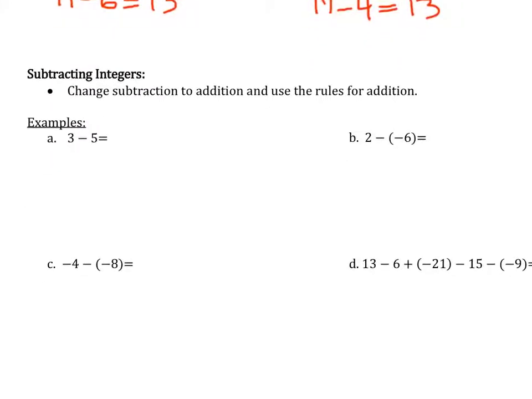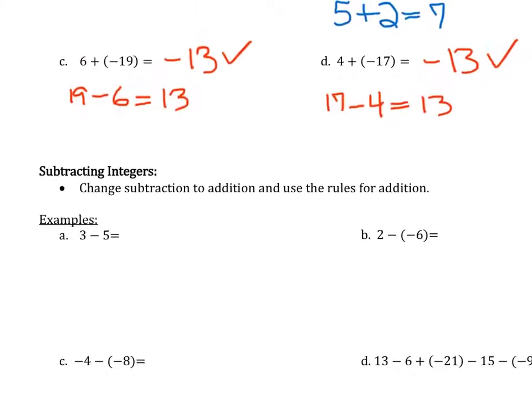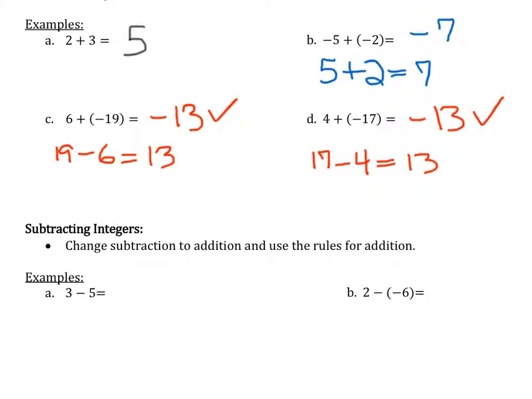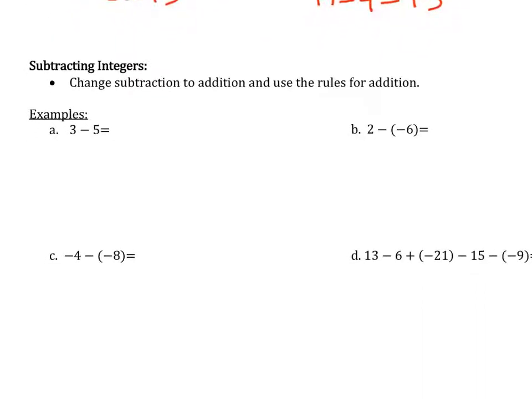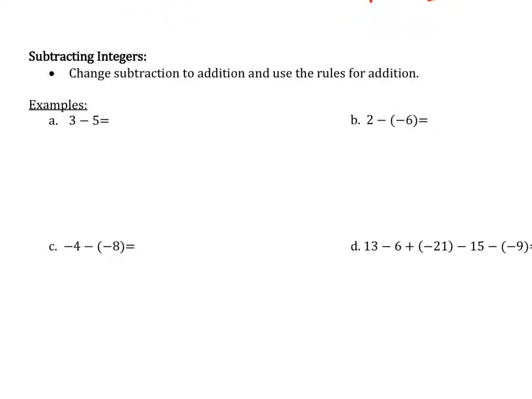All right, let's look at subtracting integers. If you notice when I did these examples up here, when I had this addition, I actually changed it to subtraction in order to help me figure out what this is. The relationship between addition and subtraction is that subtraction is the same thing as adding the opposite. And so when I look at examples for subtracting integers, I'm going to change subtraction to addition and use the rules for addition. Now, when I change subtraction, I've got to be very careful.